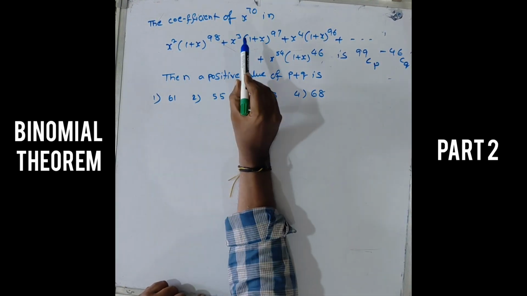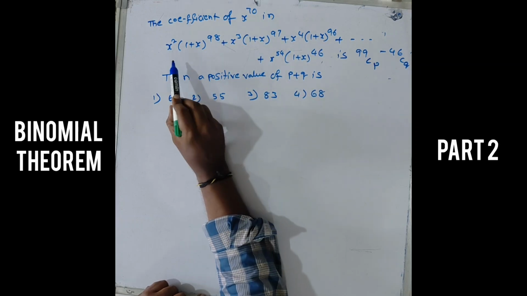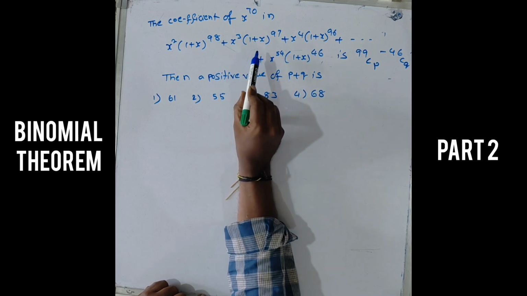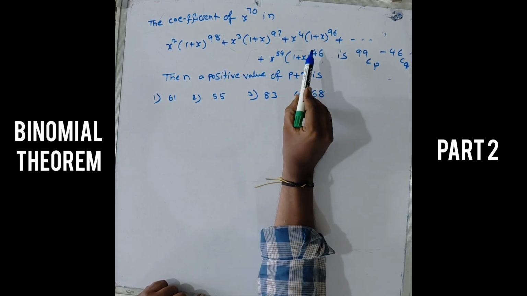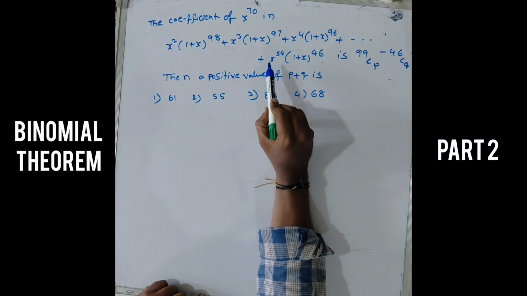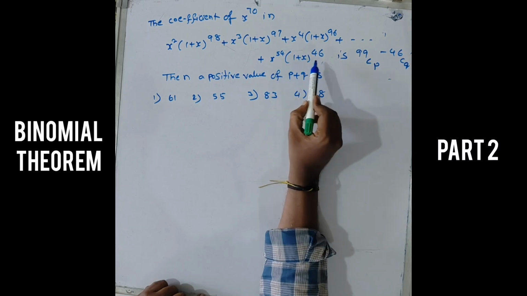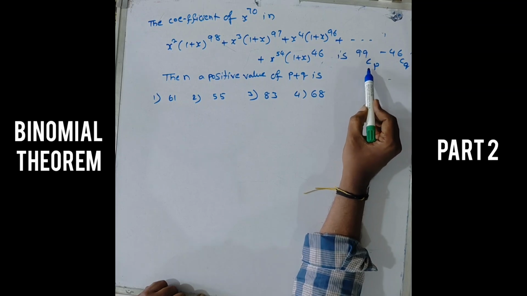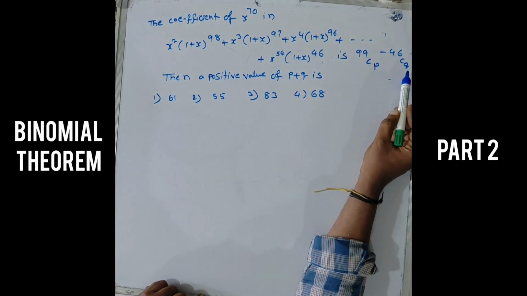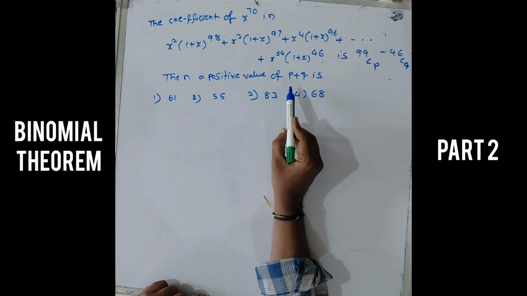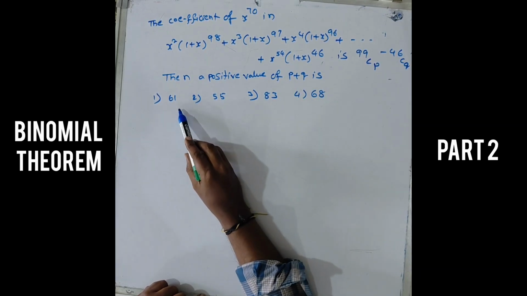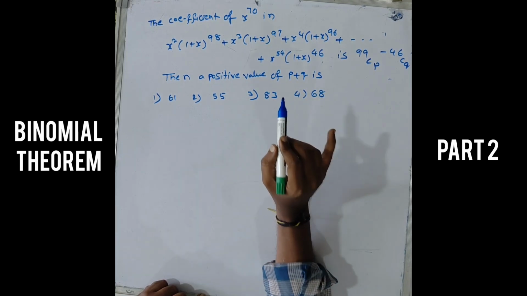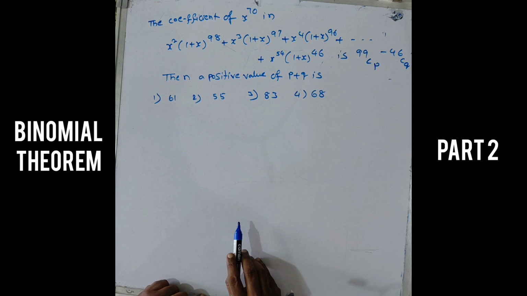The coefficient of x^70 in the expansion x^2(1+x)^98 + x^3(1+x)^97 + x^4(1+x)^96 and so on up to x^54(1+x)^46 is 99Cp minus 46Cq. Then the positive value of p plus q is: first option is 61, second option is 55, third is 83, fourth is 68. Okay, this is a very important JEE Mains question.